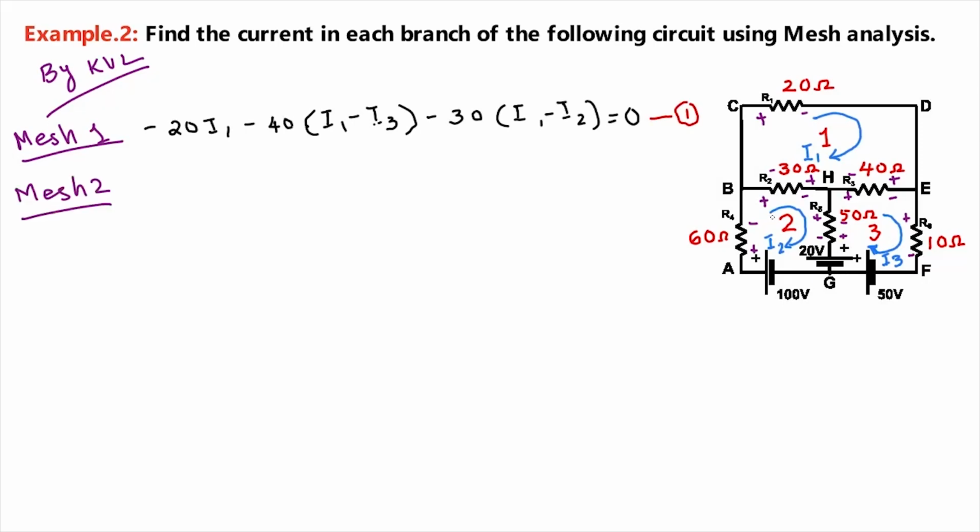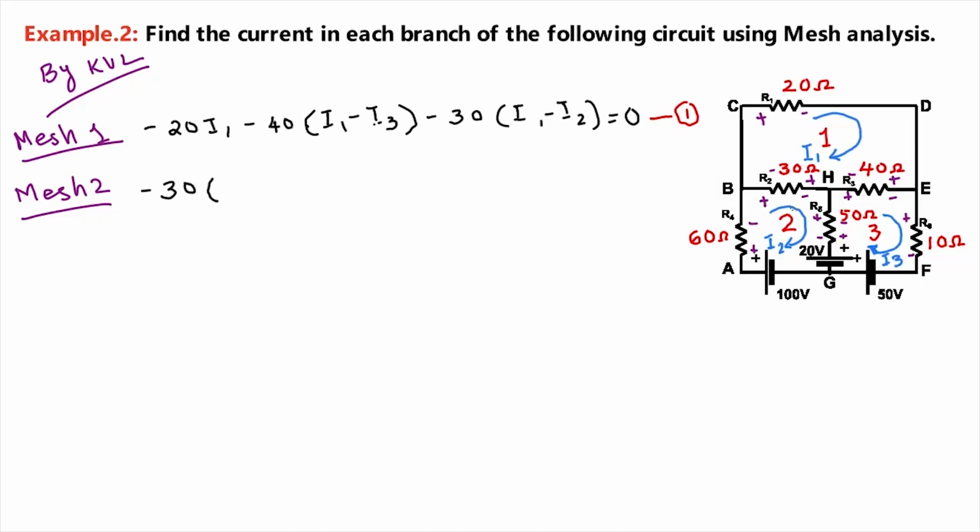Then for mesh 2, in the 30 ohm resistance, current I2 is in this direction and I1 is in the opposite direction. So here current is entering at this terminal which is positive, then leaving here it is minus 30 into the difference of currents between I1 and I2.